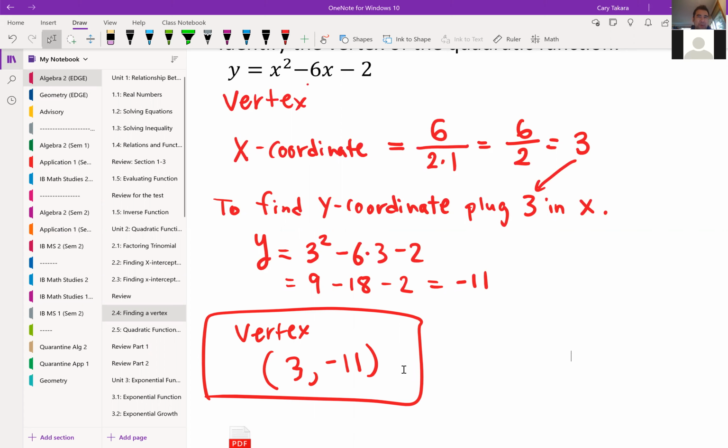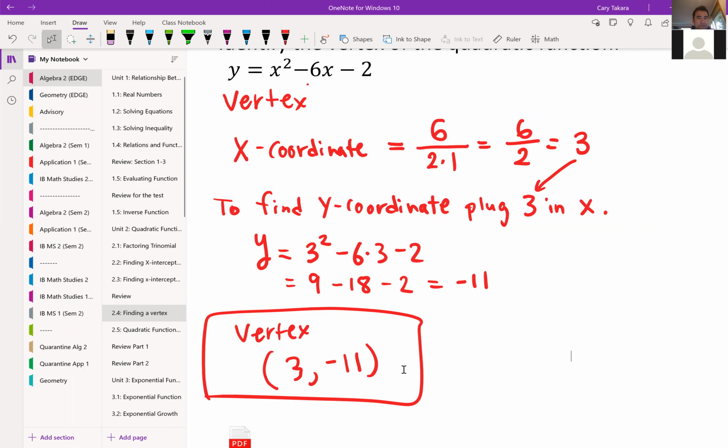So let's just recap on what we just did. Tell me as though you're speaking to me, okay? How do you find the x coordinate of a vertex? Everybody try to answer that. You use the vertex formula, negative b over 2a, okay? And how do you find the y coordinate? You're going to plug that x coordinate you just found back into the equation to find the y coordinate.